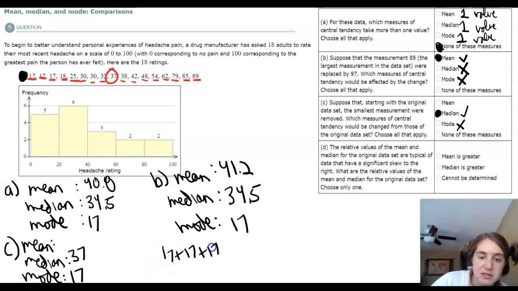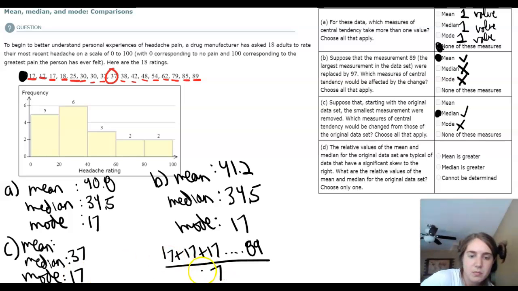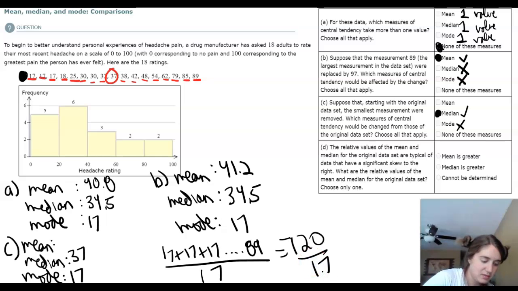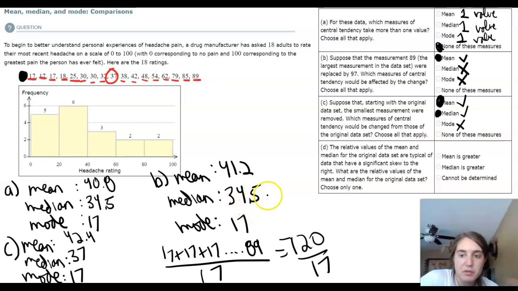17 plus 17 plus 17, all the way up to 89, divided by, I now have 17. This ends up equaling 720 divided by 17. So it's 42.4. So our mean and our median change from the original. So this next one is asking us what is the relationship between the mean and the median of the original data set. The mean is greater.